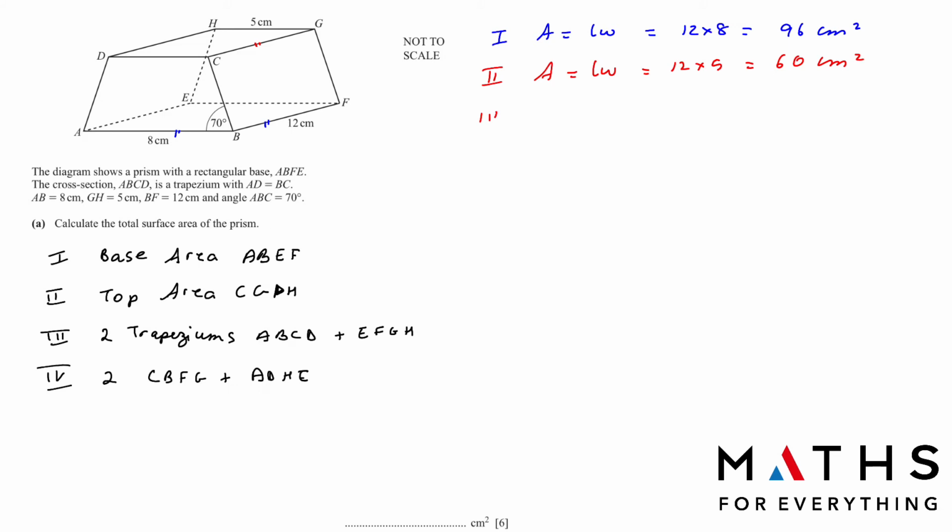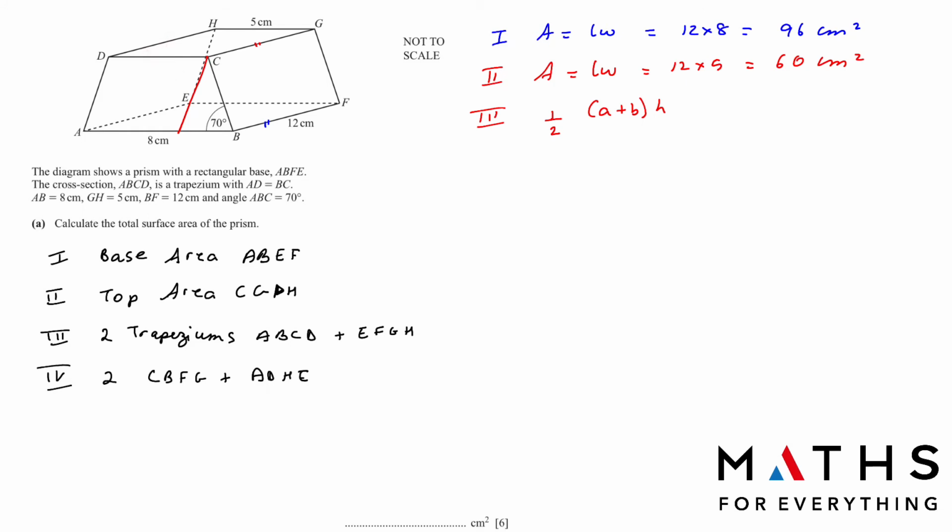The third area is the trapezium area. For the trapezium, I hope you know the formula. It is half times (a plus b) times h. h is height. a and b are your two parallel sides. We do not have the height, so we will have to find the height. Let's see how we will get the height.